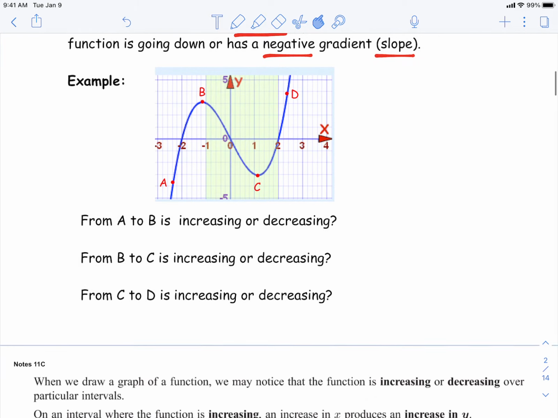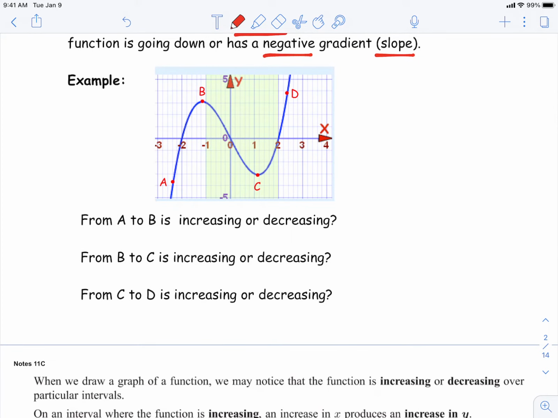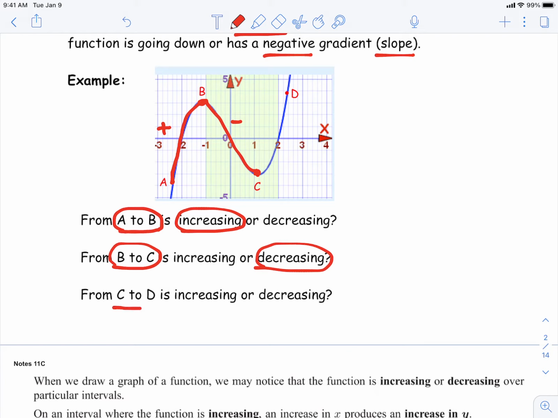So here's an example of a function and what is happening from A to B. So here's point A and here's point B. Its slope is positive, so it is increasing. From point B to C, the slope is negative, so it's decreasing. From point C to D, the slope is positive, so it's increasing.